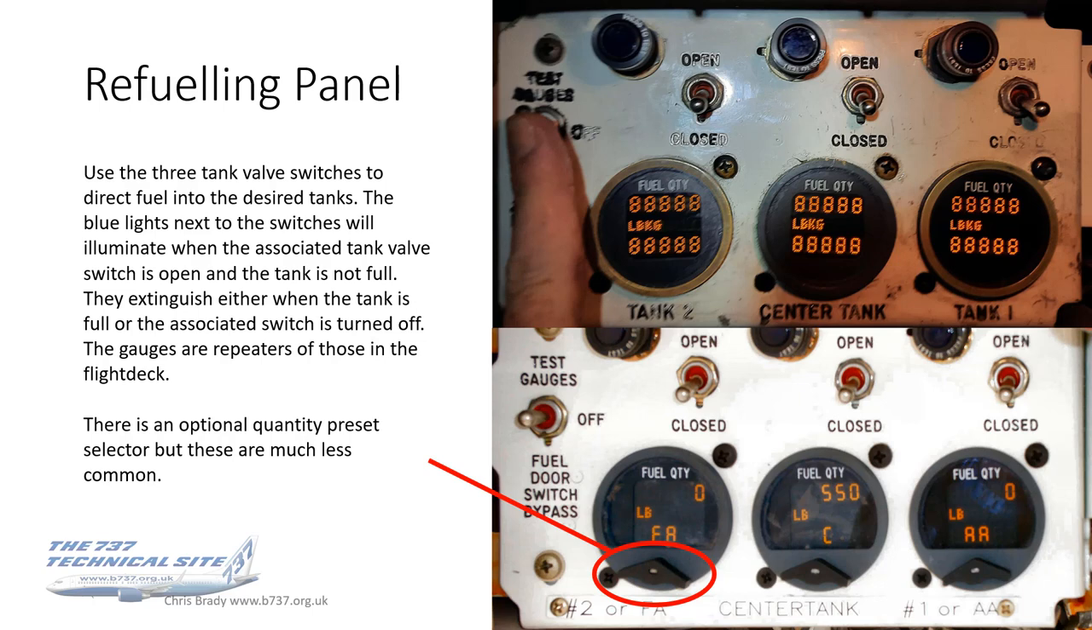The bottom photo shows these little selectors. They always remind me of the B2 Spirit stealth bomber. They are your quantity preset selectors, which are an option, quite a rare option, I have to say. Not many airlines went for it, but you can pre-select the fuel quantity you need.